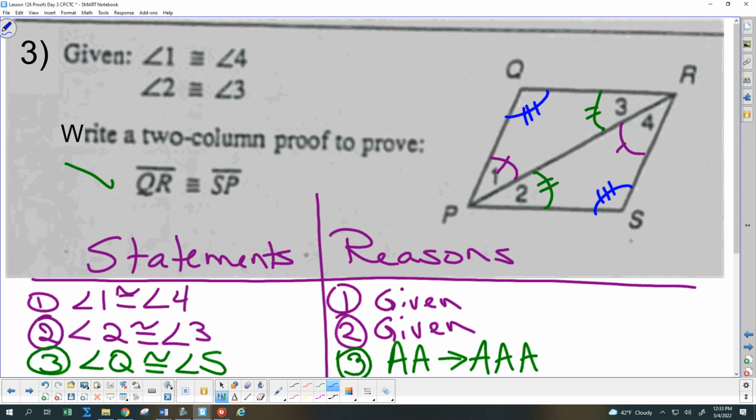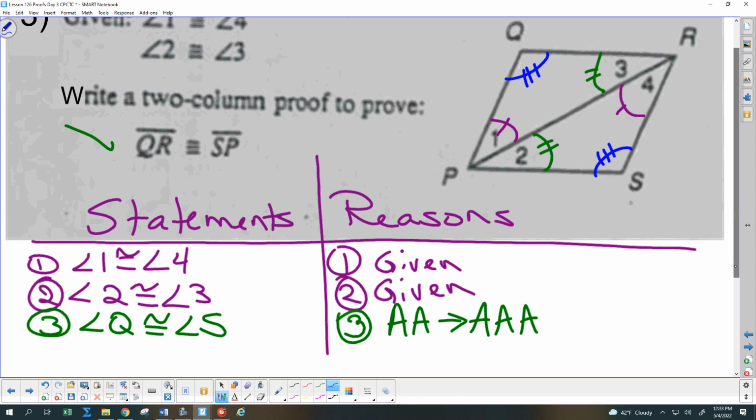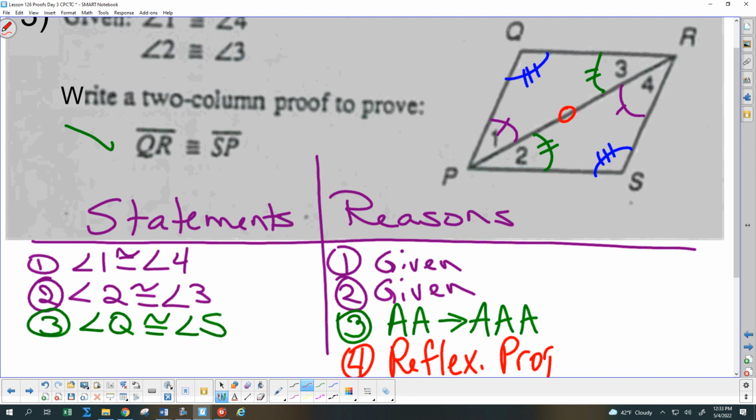Is that enough? What else do I need? What else can I say is congruent? Cooper? Okay, so I can say this line segment, this side is congruent to itself with the reflexive property. And so I can call that line PR.